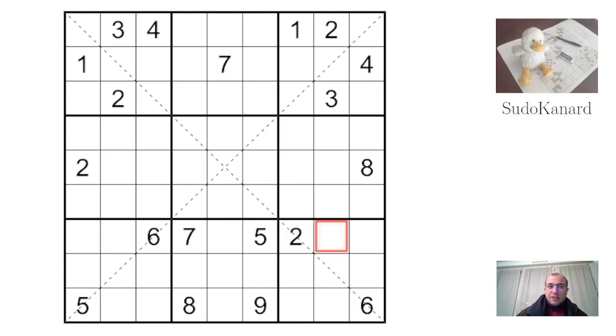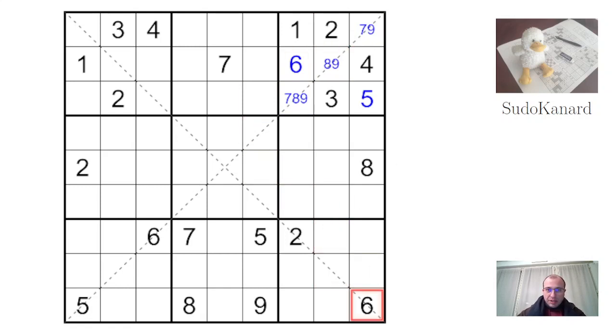Those diagonals must contain all digits from 1 to 9 exactly once. So the start, I think, is those digits 5 and 6 are already on this diagonal, so they can't be in any of those cells, so they must be in those two cells. And considering there is this 6, this has to be a 5, and this has to be a 6. And we now know that those three digits must be 7, 8, and 9. So this is 8 or 9, this is 7 or 9. So that's a nice start, I think.